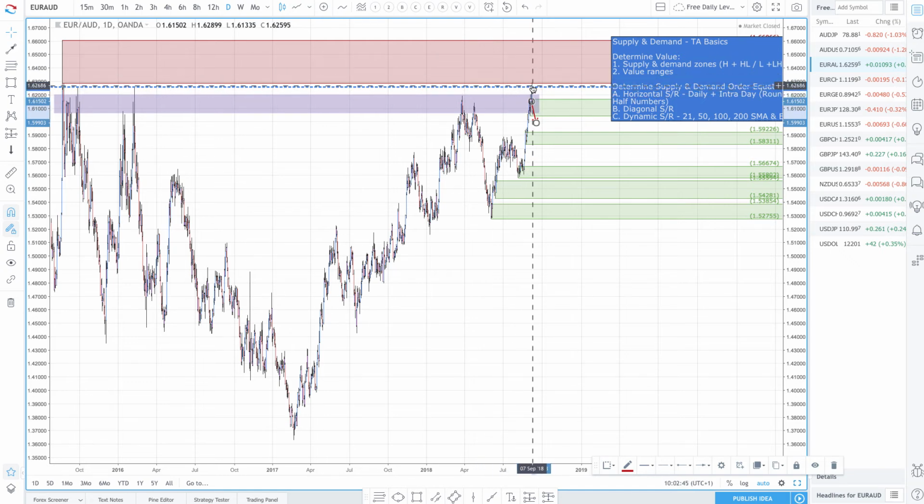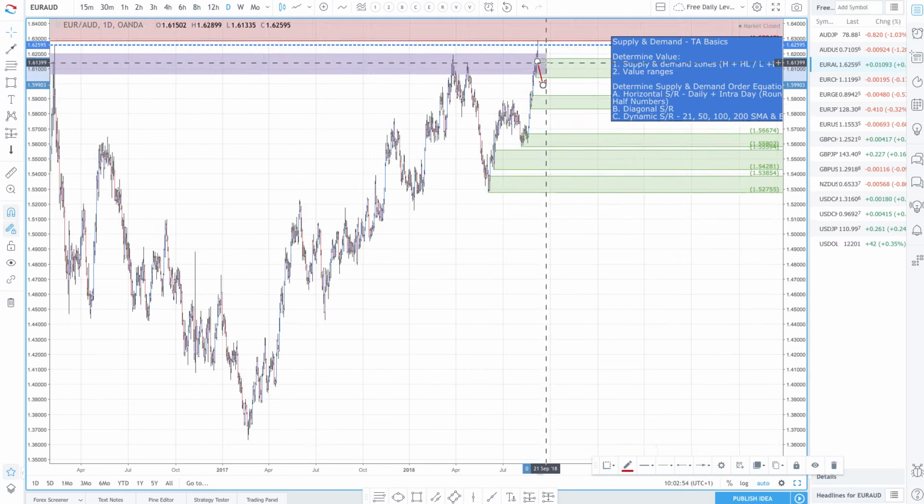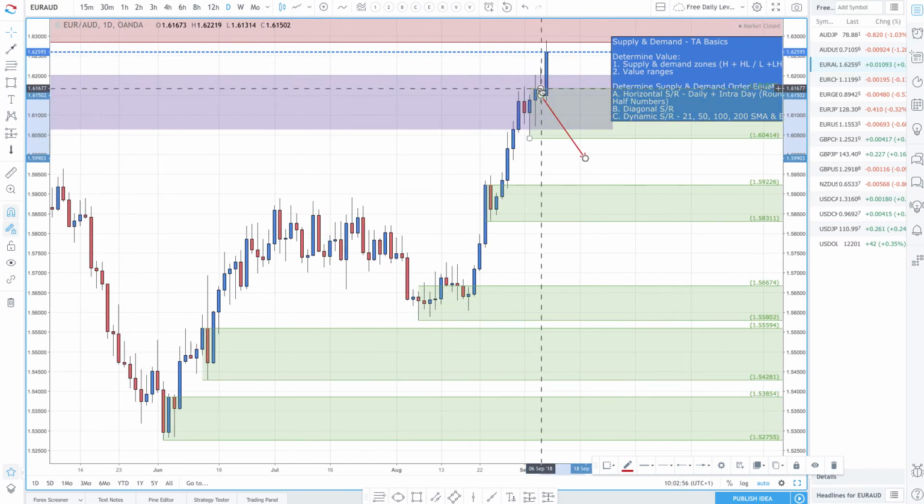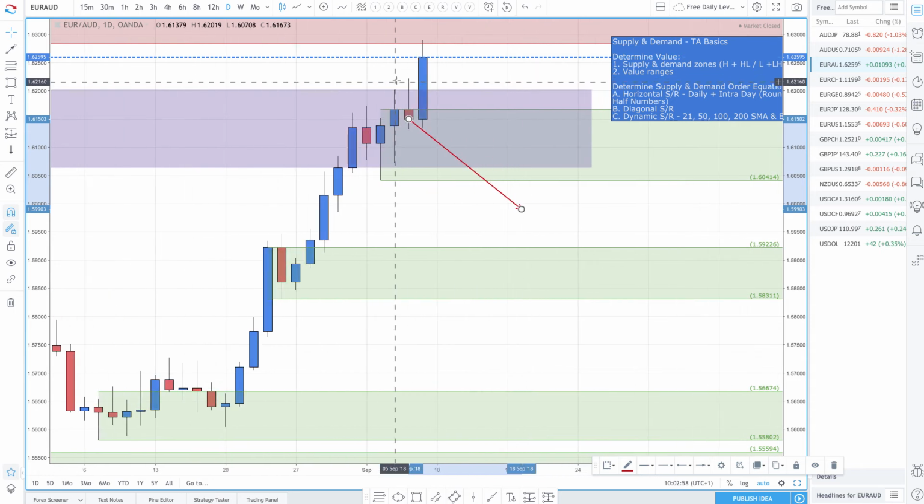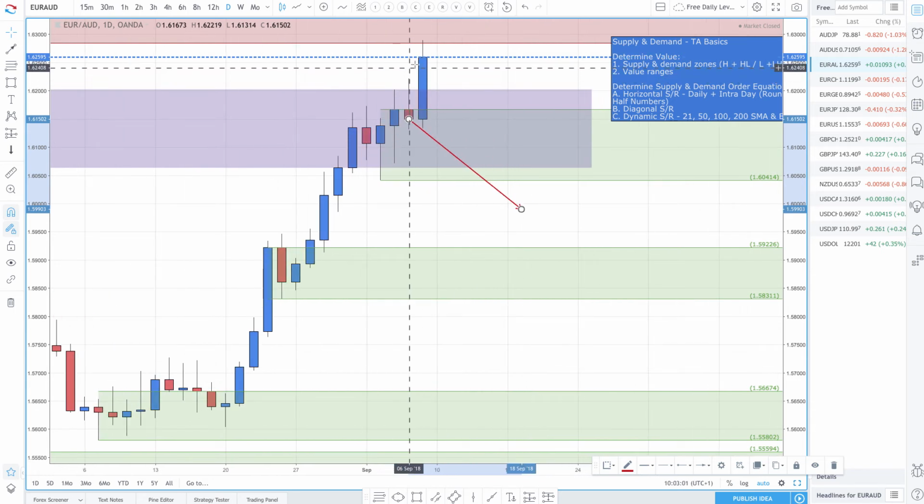So as we've come up into this level, right, anywhere now around here is where I'm going to be looking to potentially get short if I see the right type of price action, right? And I think a lot of people probably would be getting stop hunted right now.